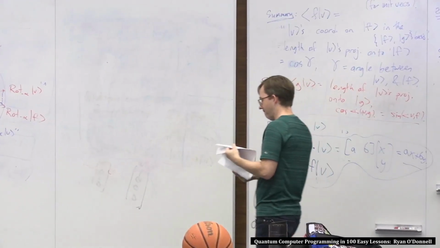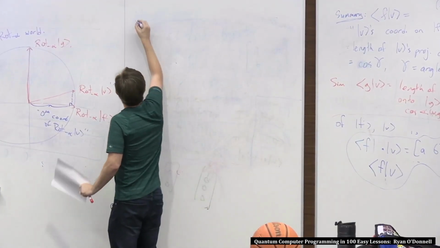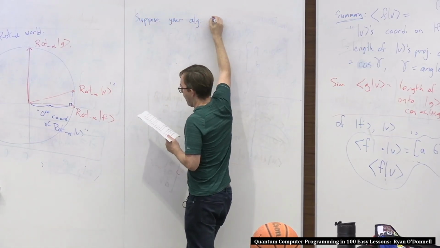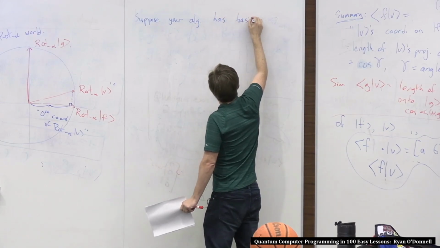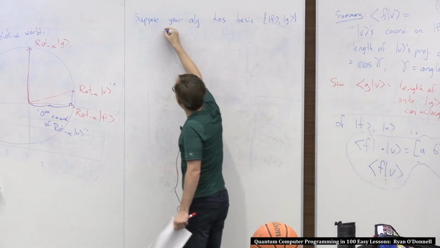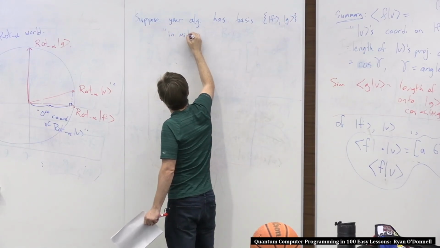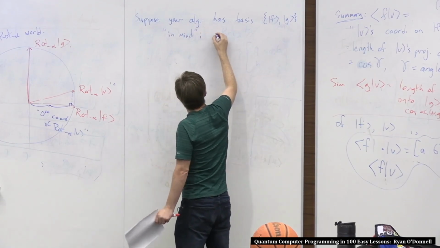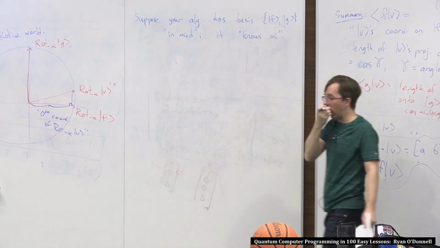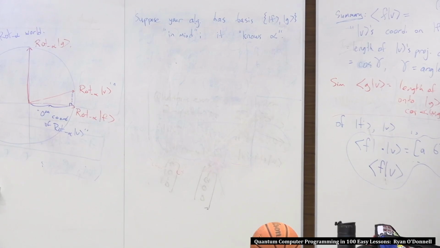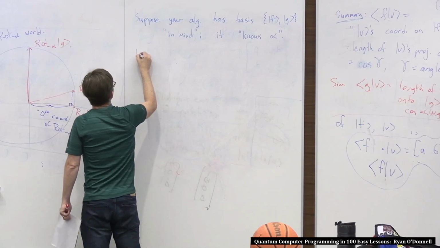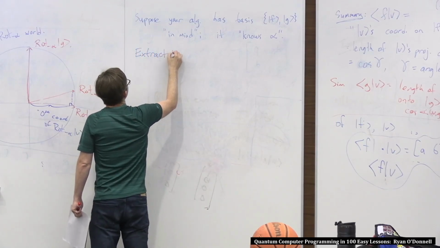So suppose your algorithm has some two-dimensional basis, like f, and a perpendicular basis g, like in its mind. Or you might say it knows some angle alpha. It's computed some angle alpha that it finds interesting. Then I want you to consider the following tiny algorithm, which is called measuring, or maybe extracting, in the FG basis.